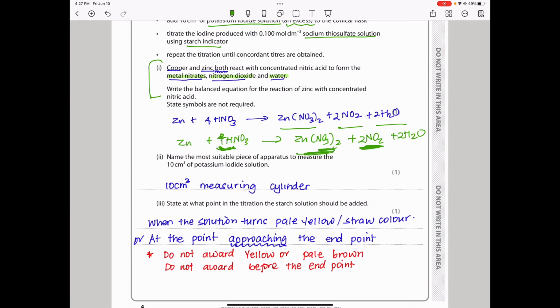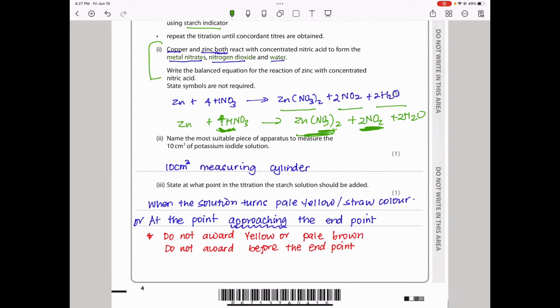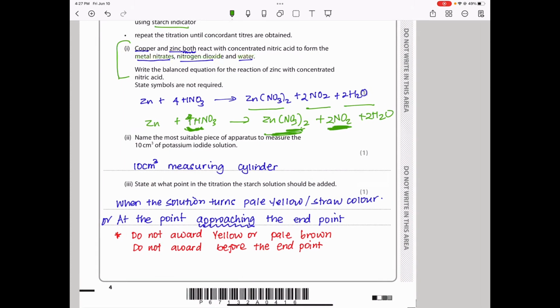The starch should be added when the solution turns straw color, or what you call pale yellow. That is when it should be added, because if you add it initially, then you're going to form a starch-iodine complex, which is going to be insoluble, and it means it's going to use up some of the iodine, binding it with starch, making it unavailable for the titration. That means the titre value is going to be less than predicted, and you'll assume that the number of moles of iodine present was less, yet it's because some iodine has been taken away by the starch to form the insoluble complex.